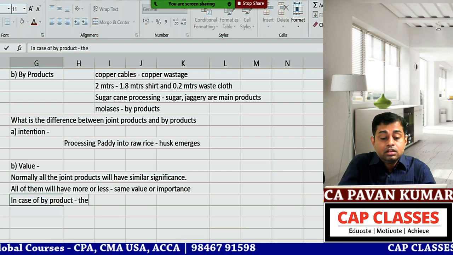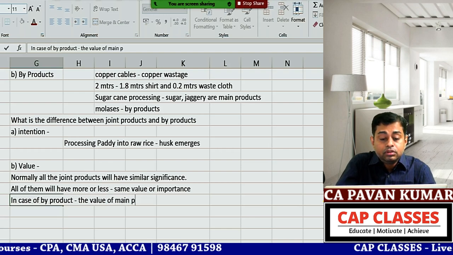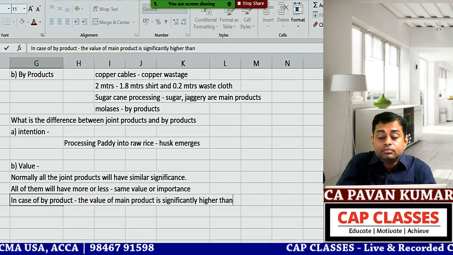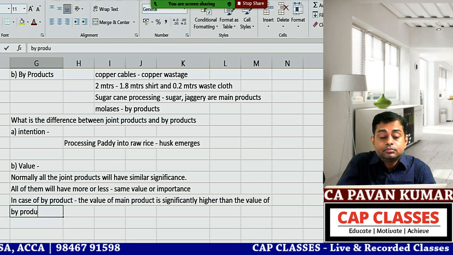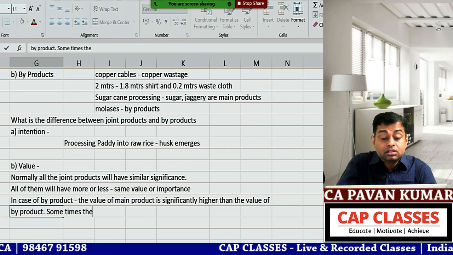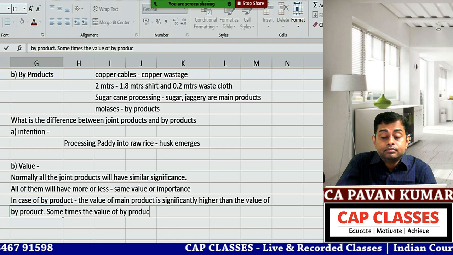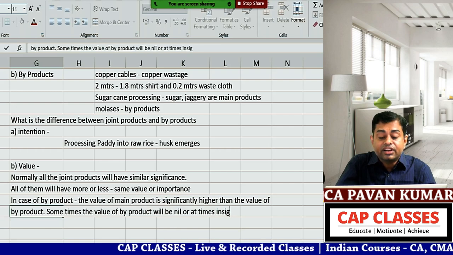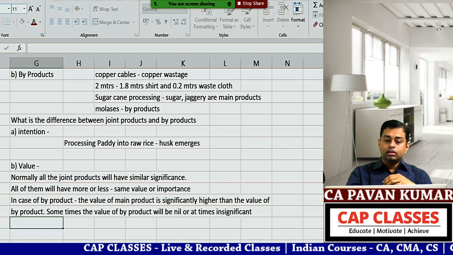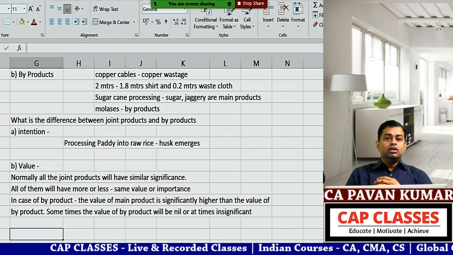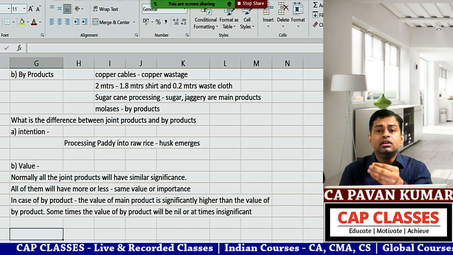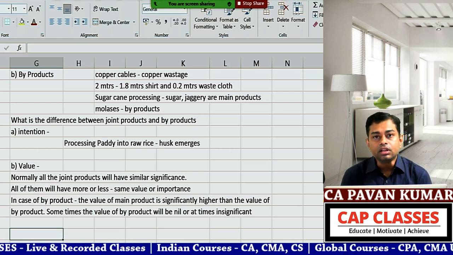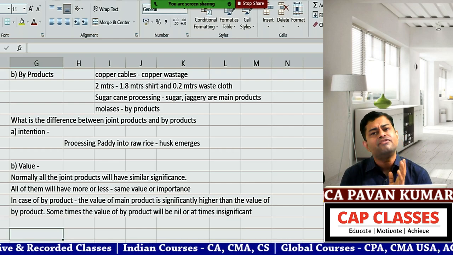In case of byproduct, the value of the main product is significantly higher than the value of the byproduct. Sometimes the value of the byproduct will be nil or at times insignificant. So the value of rice is, say, 1 crore rupees. The value of this byproduct husk is, say, 25,000. Where is 1 crore? Where is 25,000? That means instead of throwing it in the dustbin, you are selling it at 25,000. That's all.